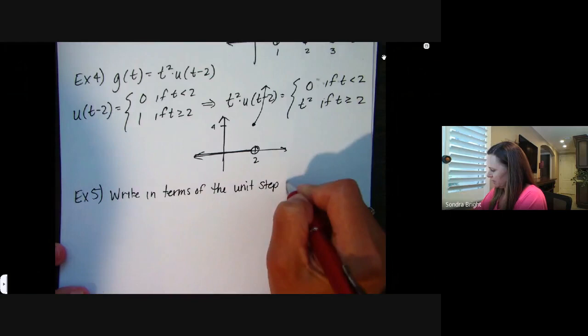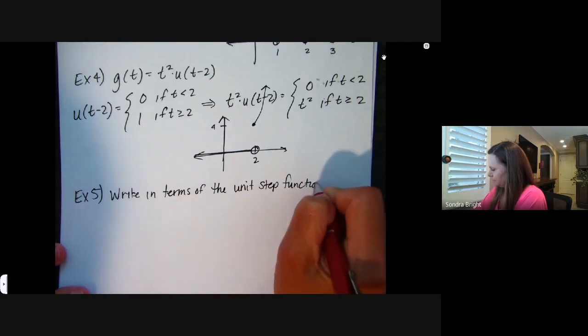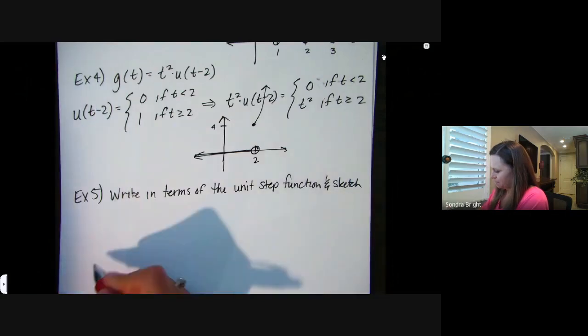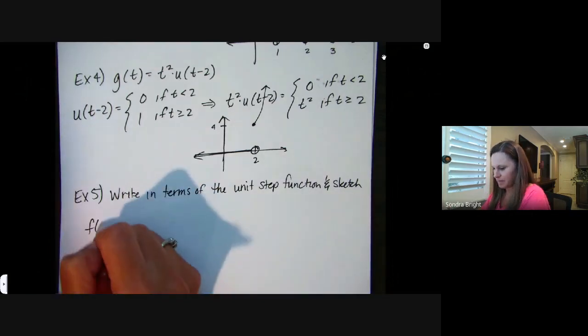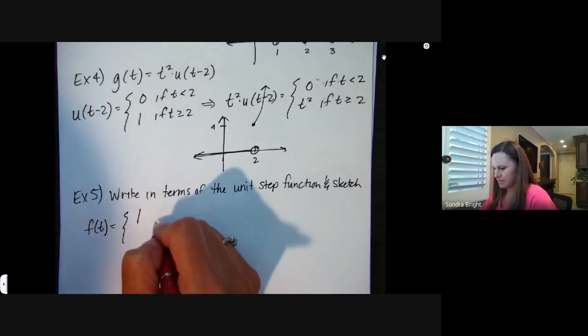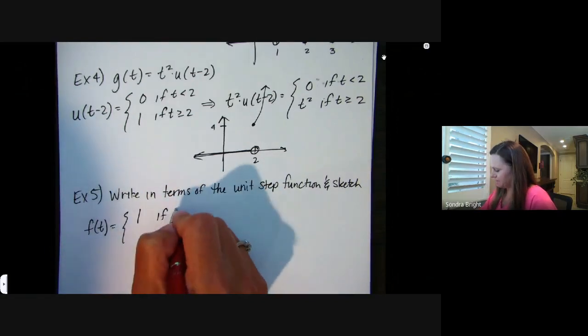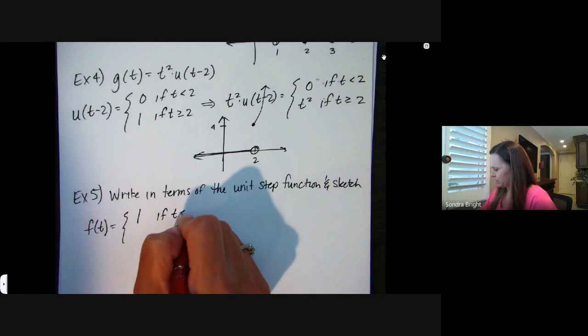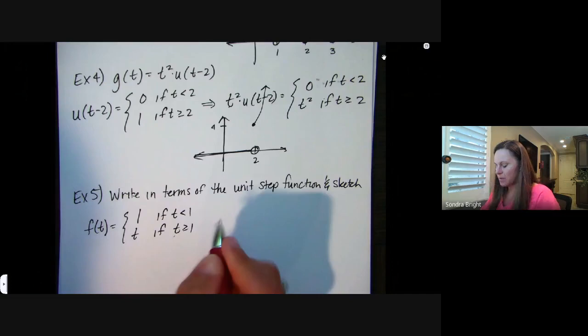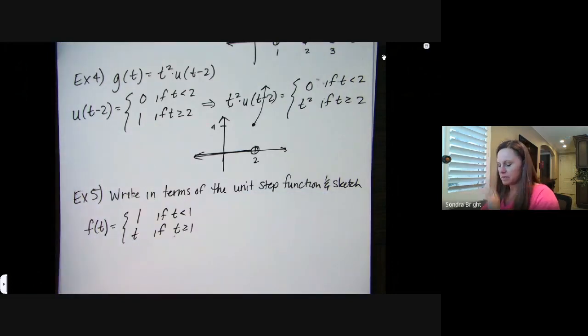And we'll sketch it. Okay, so f of t is 1 if t is less than 1, and t if t is greater than or equal to 1. So they're giving us a piecewise function, right? And now they want us to write it as a unit step function. So it's working opposite, right?